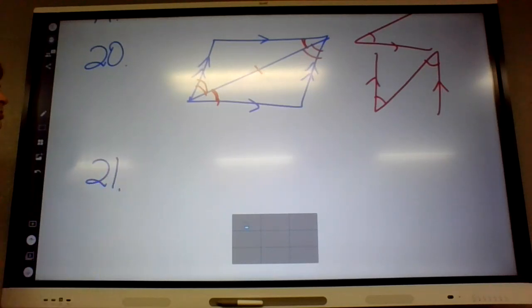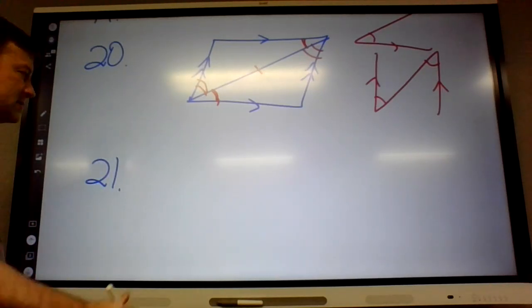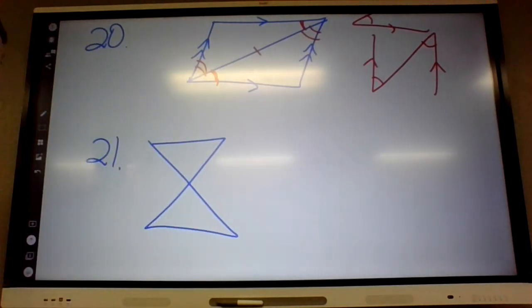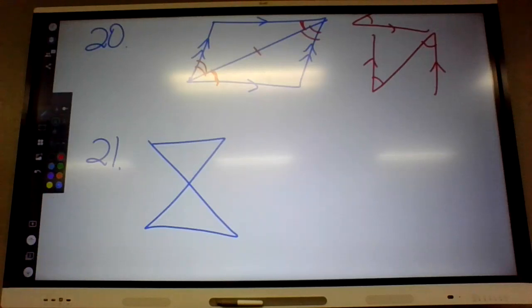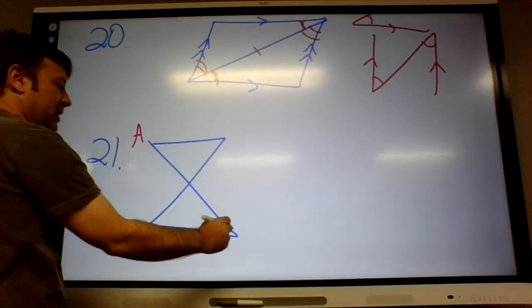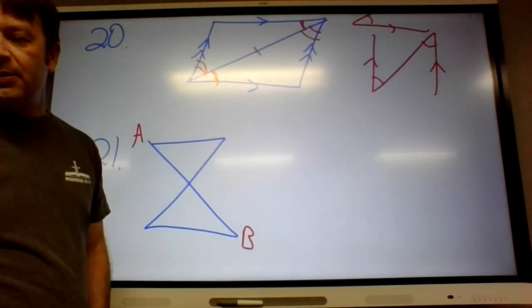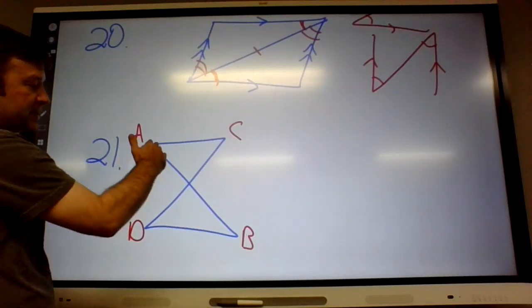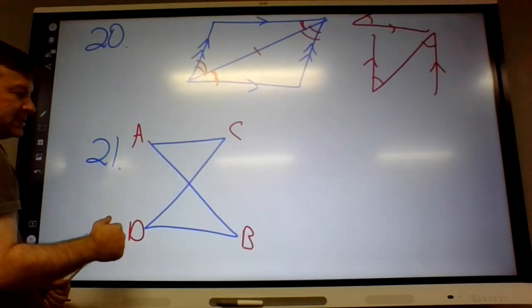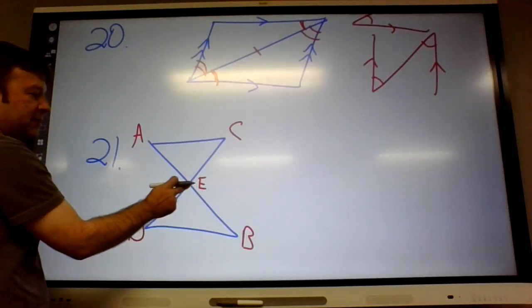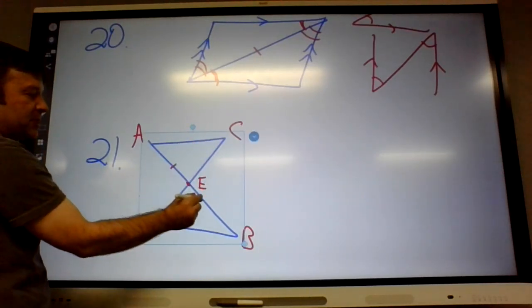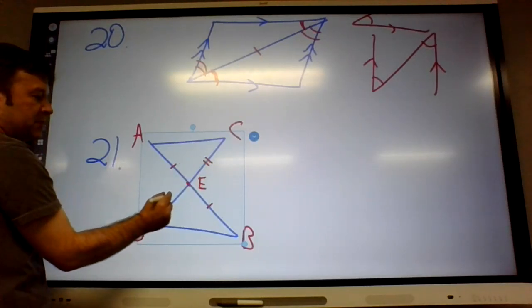All right, 21. On 21 it says that AB and CD bisect each other. What does that mean? Bisect means they're cutting each other in half. So if they're cutting each other in half, E is like in the middle of this and of this. It's the midpoint of those two. So that means this would be the same as this, and that would be the same as that.